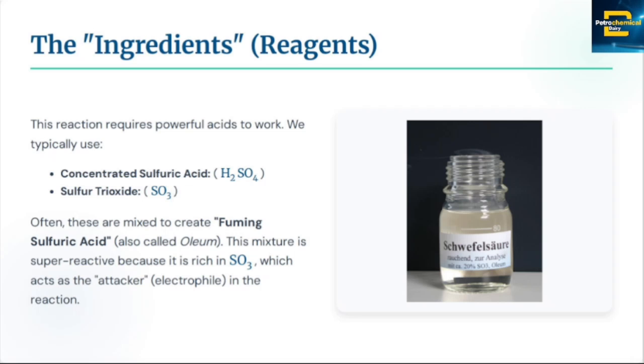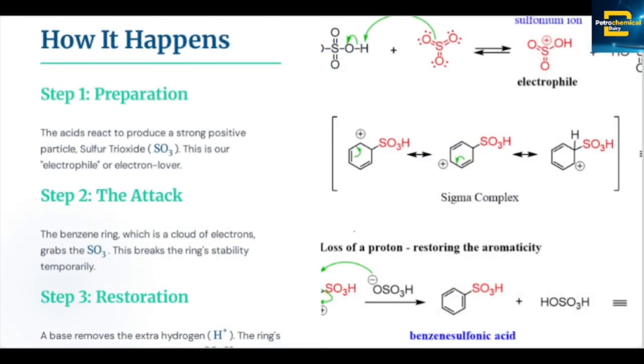So let's look at it. This reaction requires a powerful acid to work. We typically use concentrated sulfuric acid, which we have explained, and then we also use sulfur trioxide. We have also explained that often these are mixed. When sulfuric acid and sulfur trioxide are mixed, they create fuming sulfuric acid, also called oleum. This mixture is super reactive because it is rich in SO3, which is our electrophile or the attacker in the reaction.